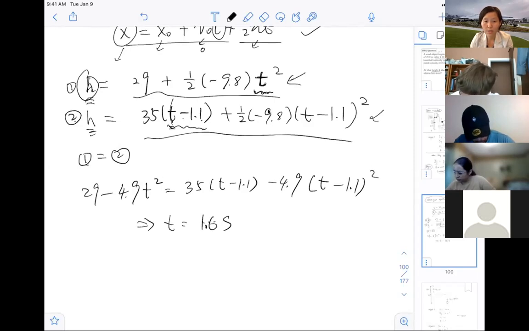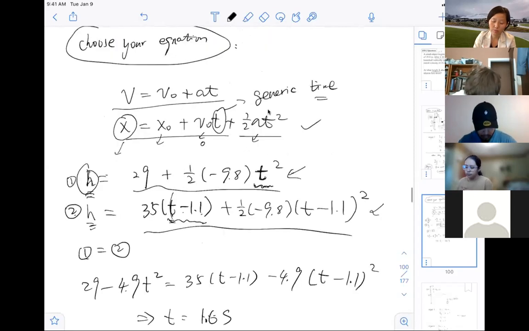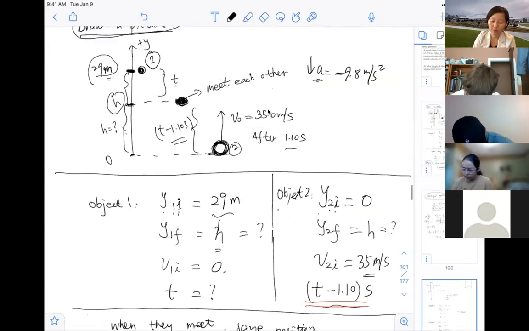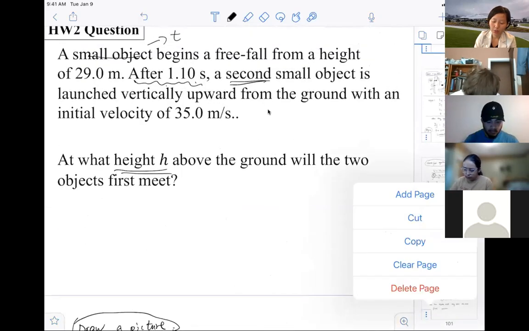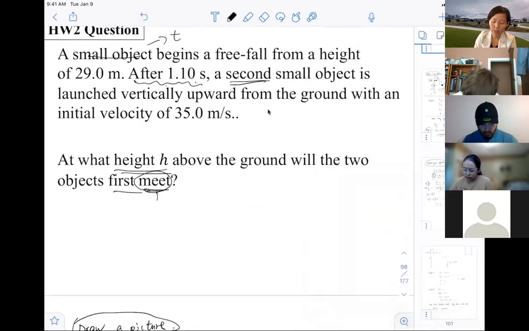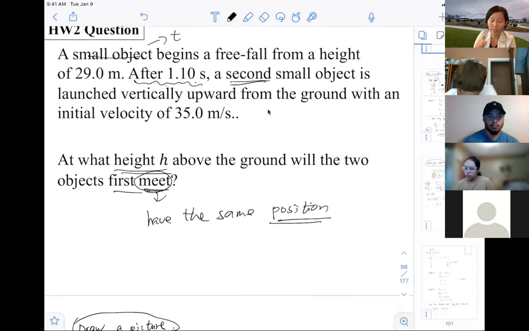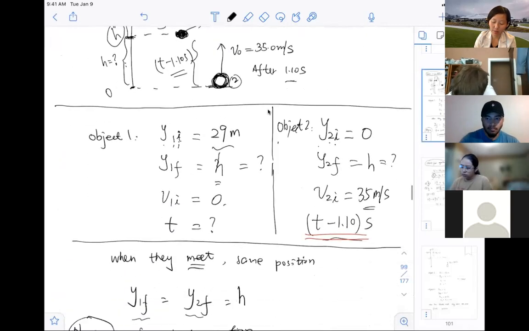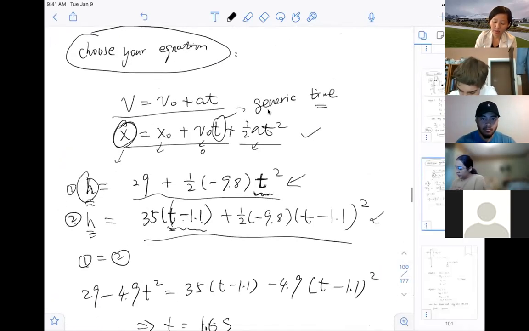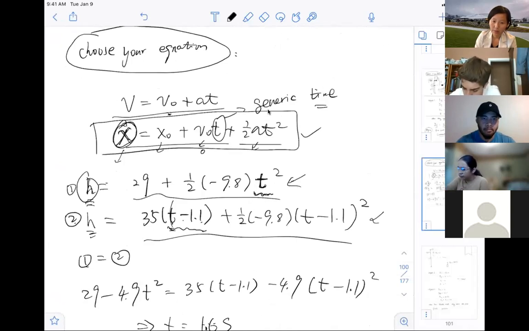Okay, so there are some questions. Can you explain how you knew which equation to use? I use this equation because the problem gave me information that the two objects meet. When they meet, it means that they have the same position. So that is information that you were given, and you want to use that information. How do you use information about position? You need to choose an equation that contains position, right? This one is about velocity. So that's why I know how to choose this equation.